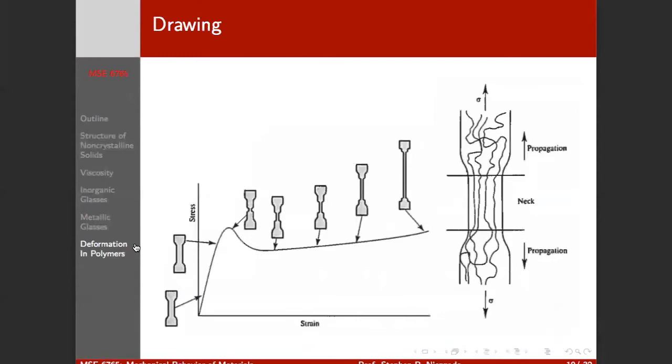Basically, what happens is the neck forms. You have the instability. Once the neck forms, you end up getting chain alignment, right? And this neck region just propagates out. So you can think in this region, we've got some softening happening. Here, we've got chain alignment. We're pulling along the carbon-carbon bonds. So this is a much stronger region than just outside the neck.